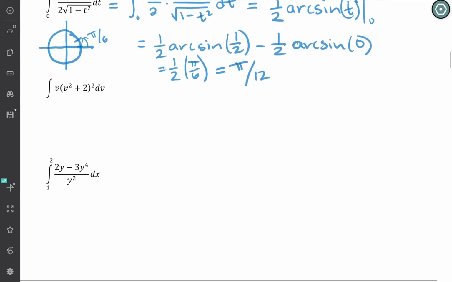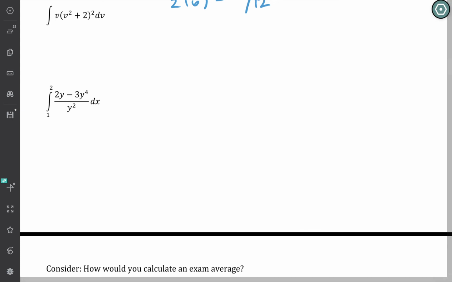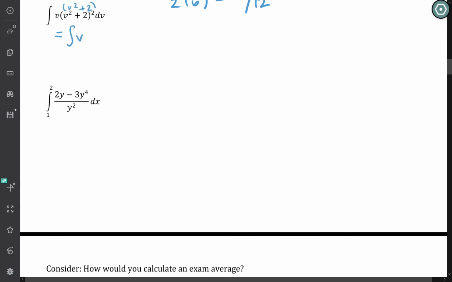Okay, next one is back to the indefinite integrals. So no limits of integration. This is just saying find the antiderivative. This one, once again, needs a little bit of work. So I would say first thing, I want to actually FOIL out v squared plus 2 times itself. So the v is just going to hang out in front, but I'll have a v to the fourth plus 2v squared and another 2v squared, so 4v squareds, and then plus 4, which is v to the fifth plus 4v to the third plus 4v.